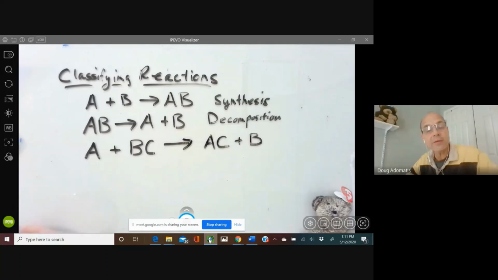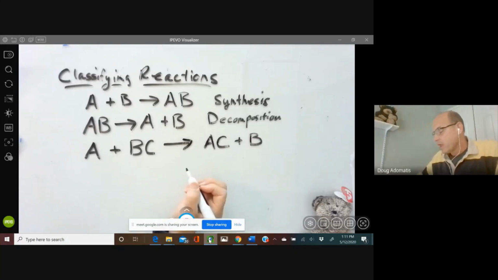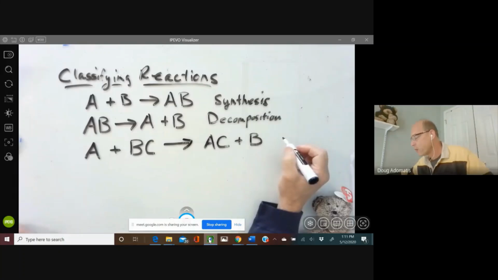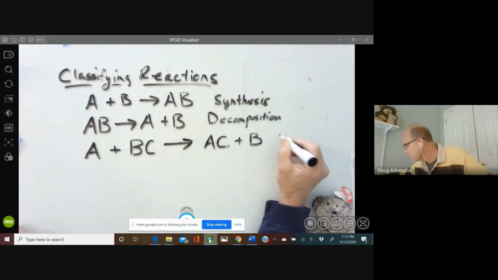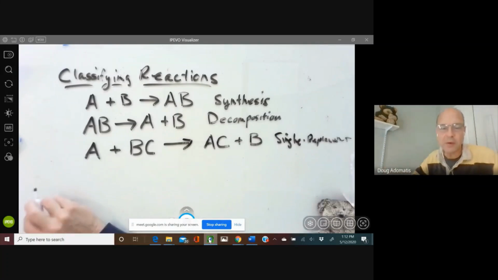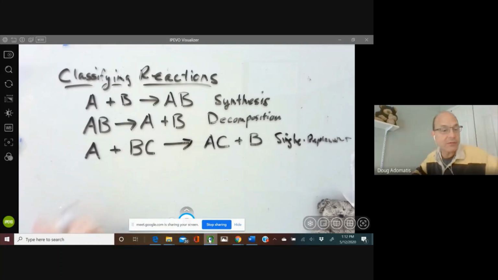Or maybe just A was a little bit better looking, a little bit more attractive, and C said, okay, B, you're a loser. I'm hooking up with A, and B goes home like that, right? So the formal name for that is called a single replacement, right? Am I running out of space? Squeeze it in there. All right, single replacement reaction.